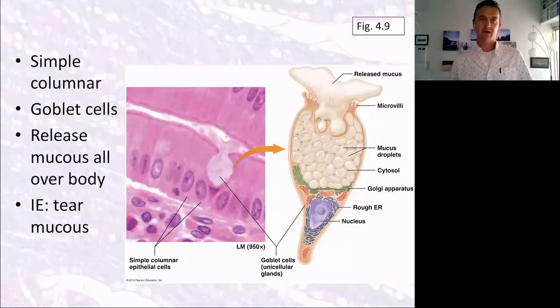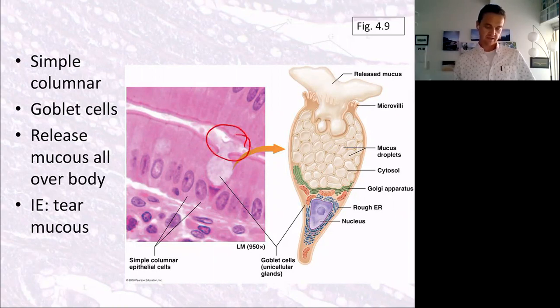So simple columnar epithelial tissue, again, typically we see goblet cells like this. And so those goblet cells are releasing mucus into the digestive tract.